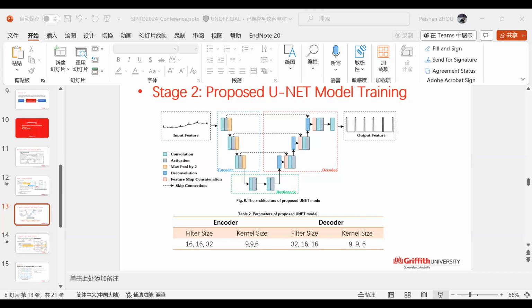I think all the results will go into the following journal sections. That's all for the work we have done on this UNet. Thanks everyone.